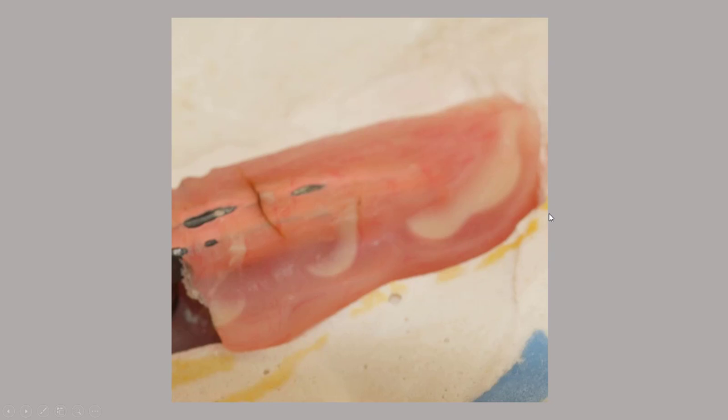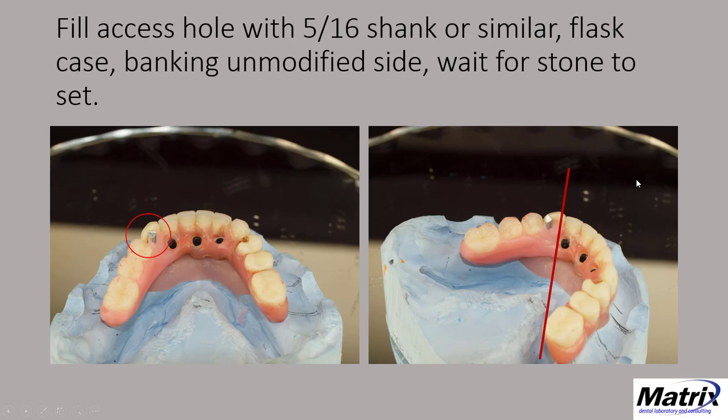Here's the saddle area. I just zoomed in to show you. I scalloped all the teeth off it, but you'll notice I left the underside, and this is basically a saddle which I can set the teeth on top of. So then I fill this access hole with this 5/16 shaft or similar, whatever the hole size is. Wax it all in place, and then I'll flask the case.